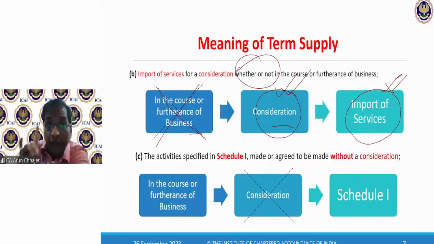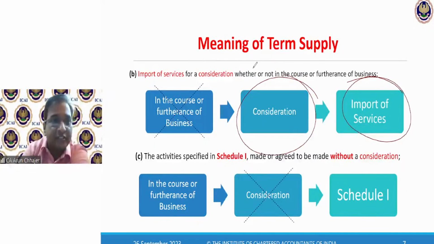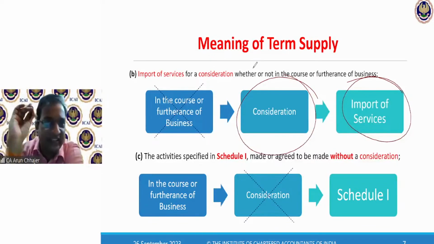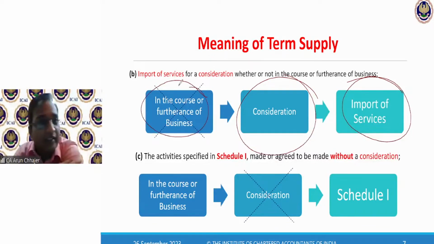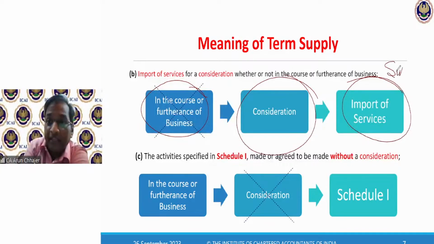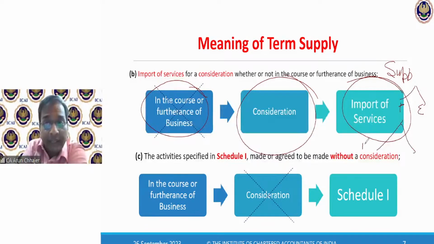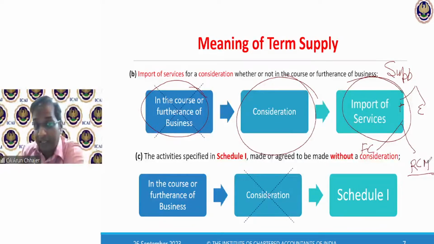But the point is, we are talking about the supply chapter and this import of service with consideration, or rather any import of service with consideration, irrespective of whether it is in the course or furtherance of business or not, it will always be supply. Now, supply can be taxable or can be exempted. If it is taxable, might be it is taxable in the hand of the supplier, forward charge. Might be the liability to pay the tax is in the hand of the recipient, that is reverse charge. All three possibilities are there.